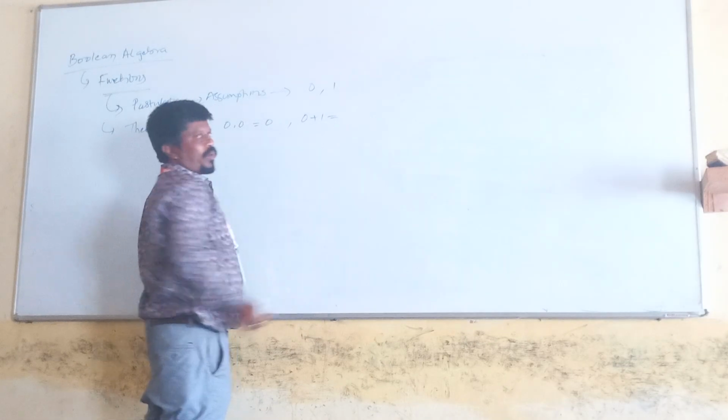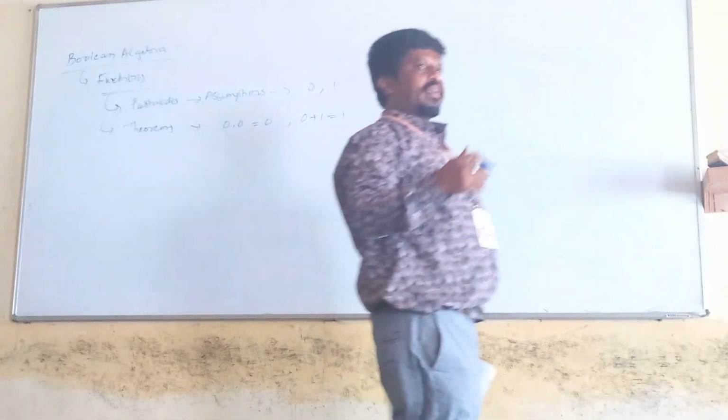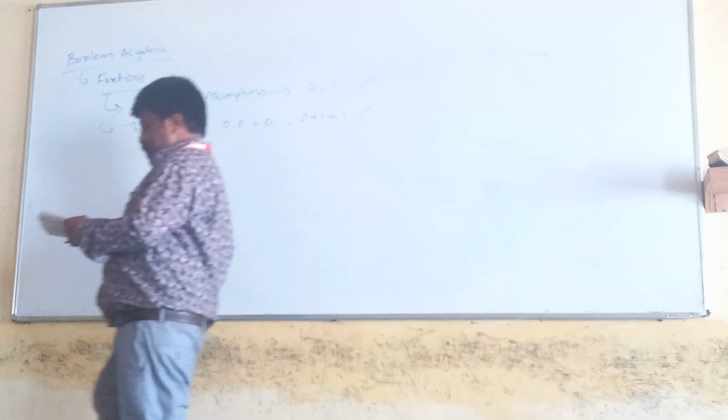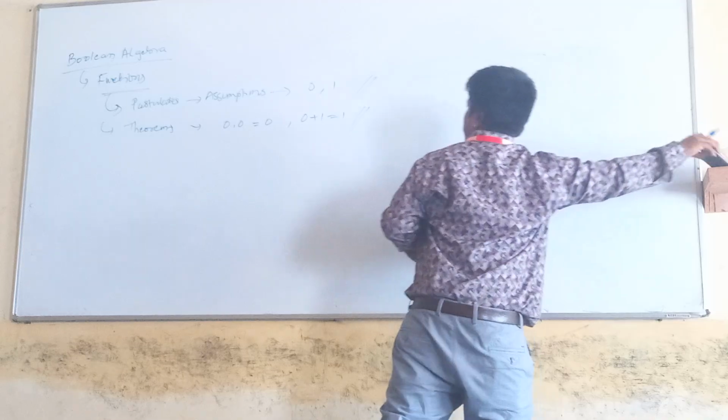If I AND 0 with 0, the output is 0 only. If I use the OR gate, 0 plus 1, the output is 1. These are the conditions, and we already did this. We can call these theorems, and the others assumptions. We write these assumptions and theorems in table form, and you should remember them while solving problems.